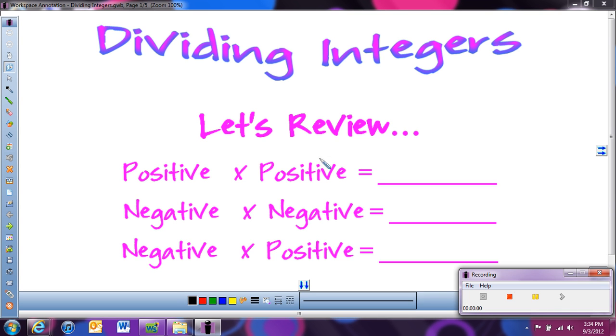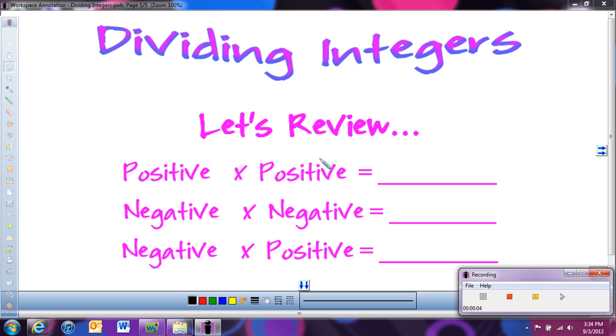In our last lesson for integers, we're going to be looking at dividing integers. Now, if you got multiplying integers and you got that down, this lesson is going to be very, very easy for you because it's the same idea. If you didn't understand it, we're going to do a little review first to make sure you get it down, and then we'll go on to dividing integers.